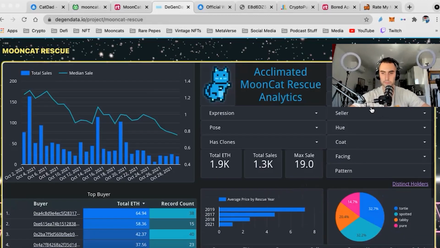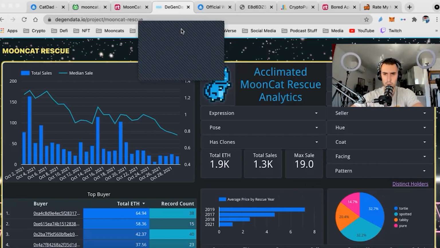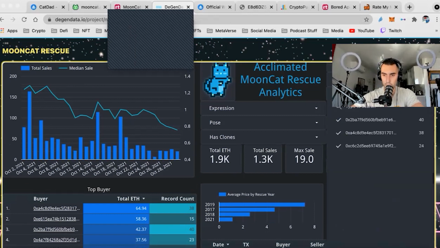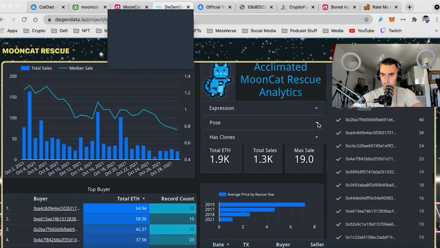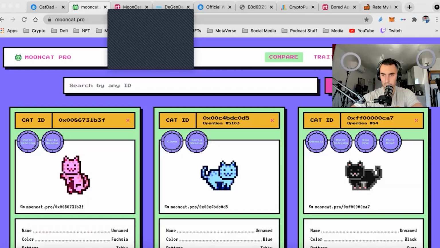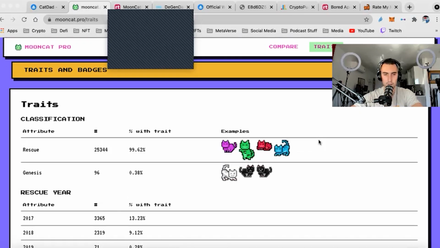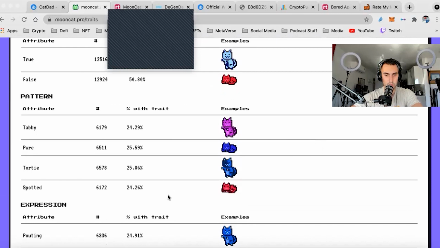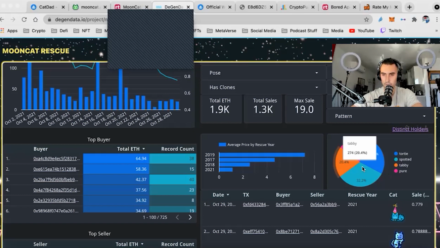So here we are with DGen data. DGen data created MoonCats, actually one of the first ones. And I just wanted to show you guys how close the distribution is. Oops, didn't need to click that. So you could see down here with the torties, the pures are a little bit more rare. I'm not sure what year this is covering, because if you go down here to traits, and then down to the pattern distribution, see here it's pretty close. DGen data is off a little bit. I don't know if this is the year.